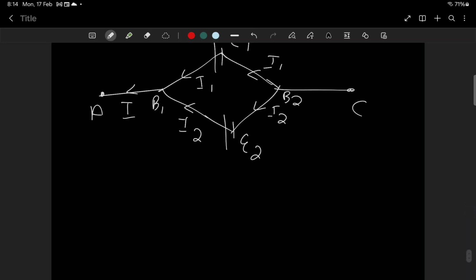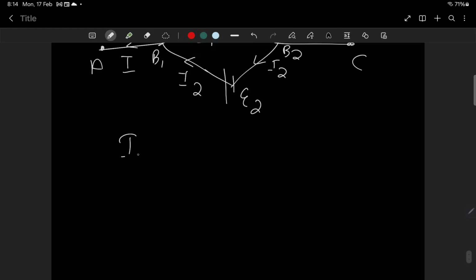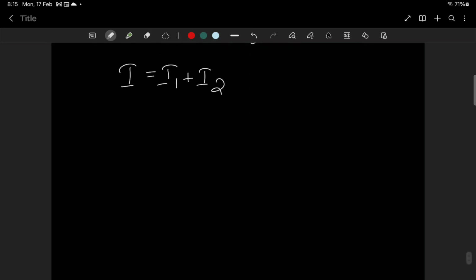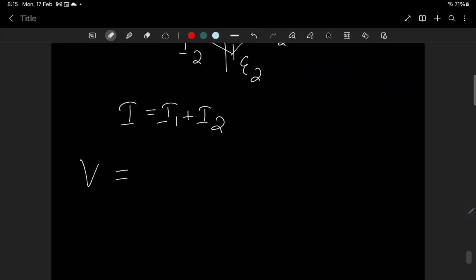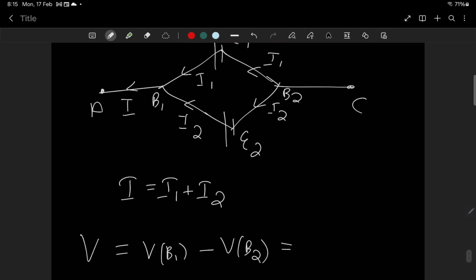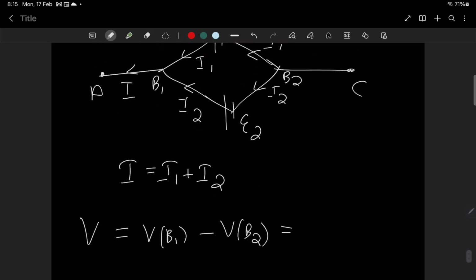Now what will we be doing? You know that total current of the circuit is I1 plus I2, right? Now I can write the voltage across B1 and B2 as VB1 minus VB2. There are two branches, I can write it across both.